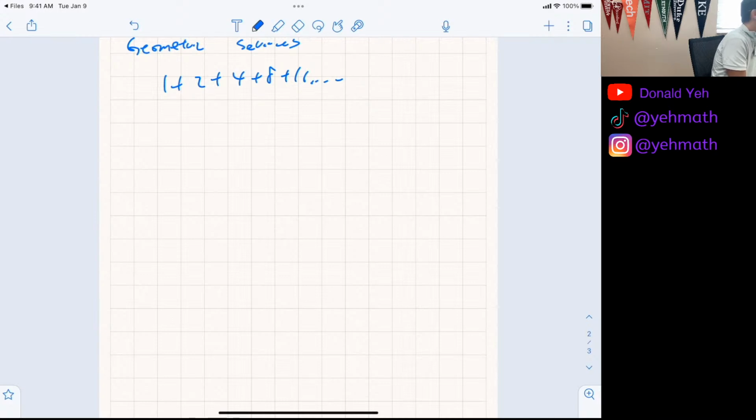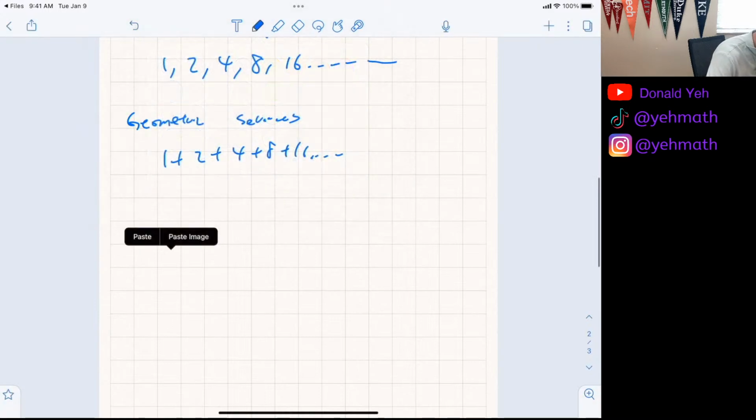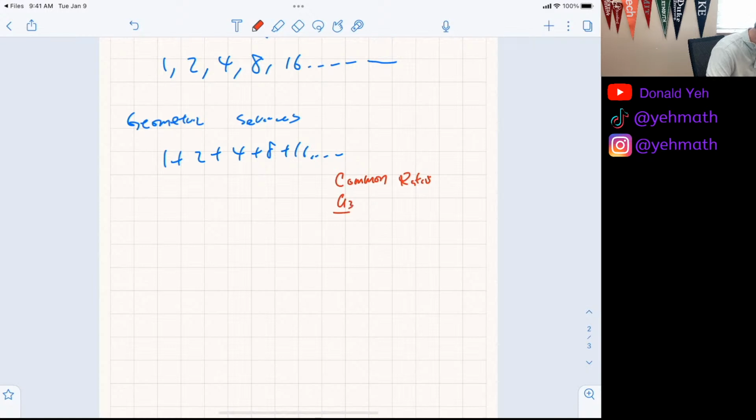So before that, there is something I need to explain to you. In arithmetic, there's a common difference. How about geometric? What do they have, a common what? Common ratio. Thank you. So that's going to be the common ratio. What is the common ratio? The common ratio is going to be this. It's always the later term divided by the prior term, so the higher term on the top and the lower term on the bottom.